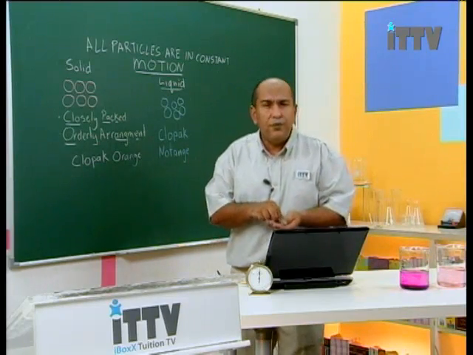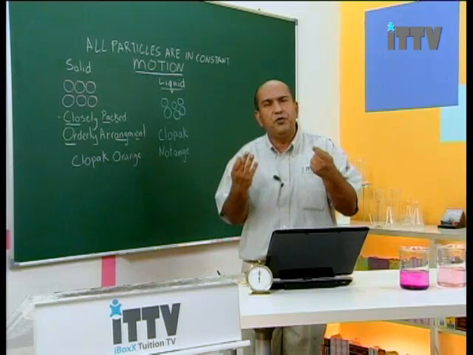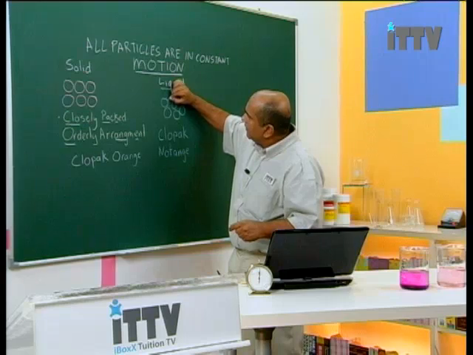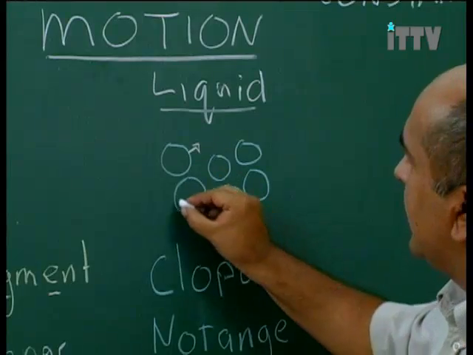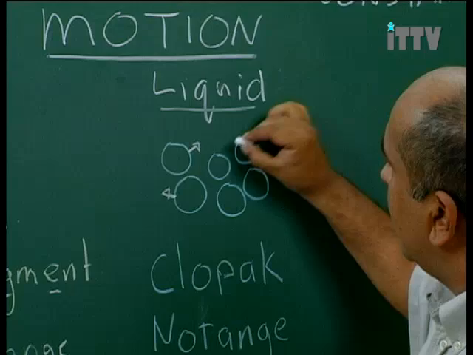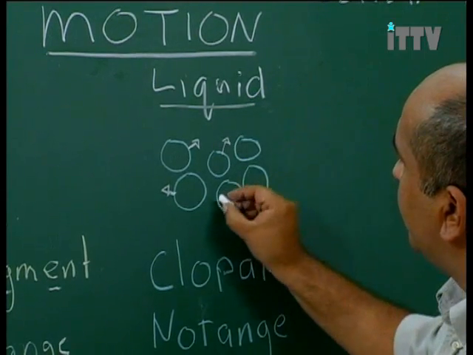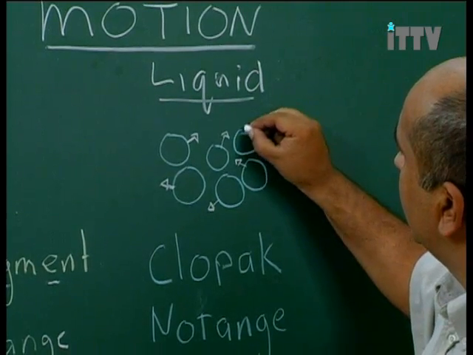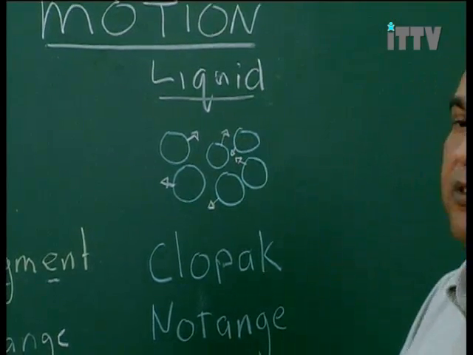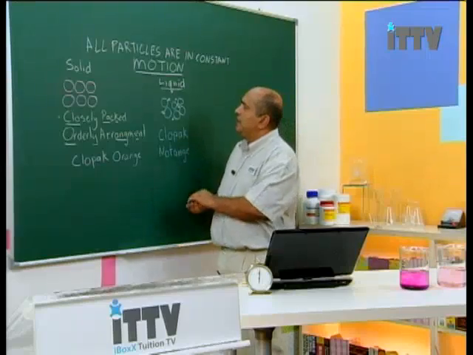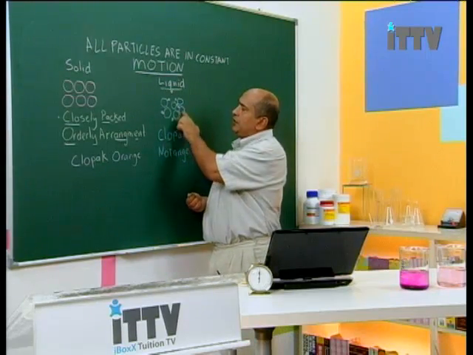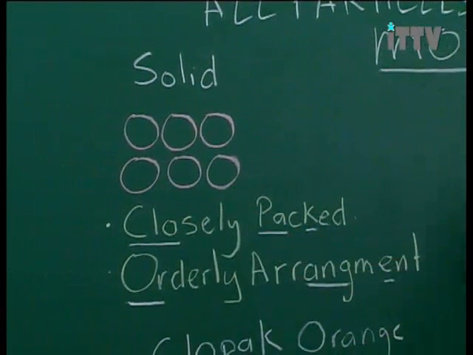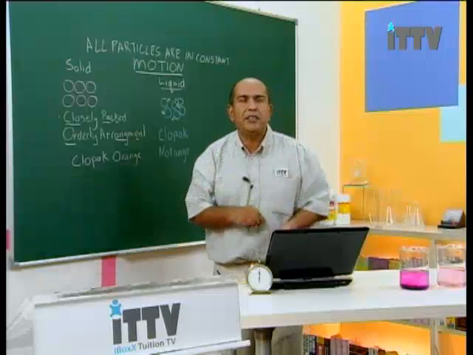Now, because they can move, what we can do to help us understand this movement is, when you draw a liquid, put a small arrow on it. If you put a small arrow on it, this indicates that these particles are able to move around like so. Notice the difference? These particles have got arrows so that they can move around. These only vibrate in a fixed position. Illustrate to yourself these things. It vibrates in a fixed position.